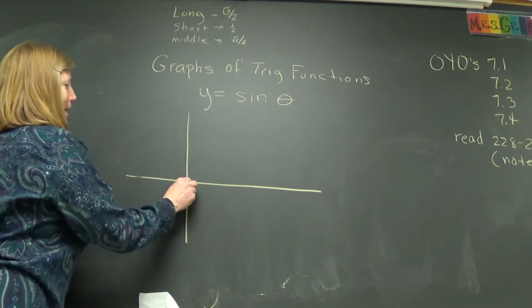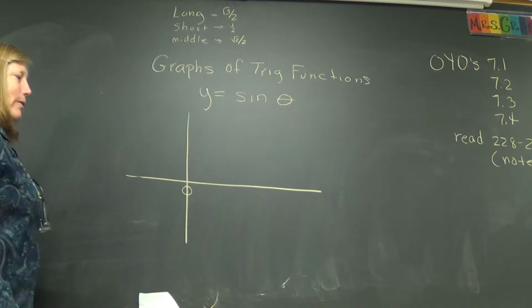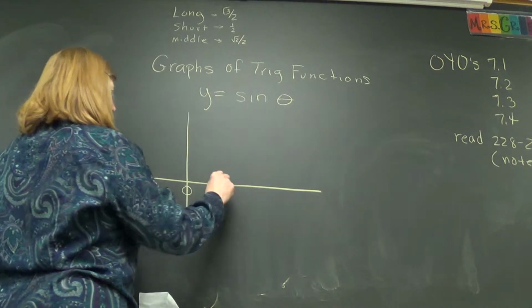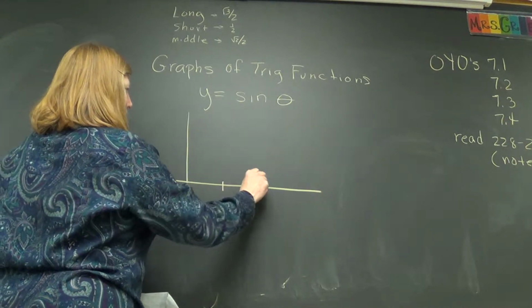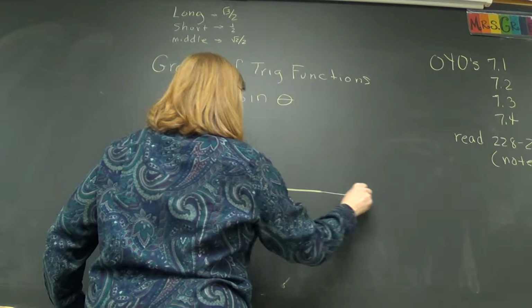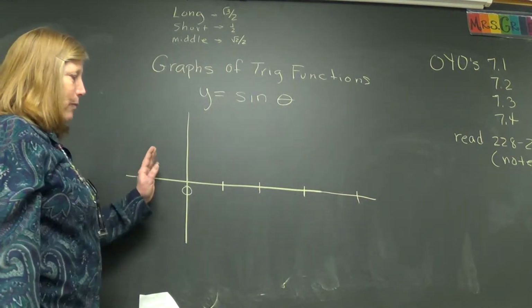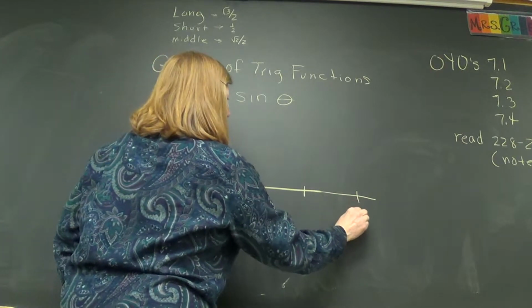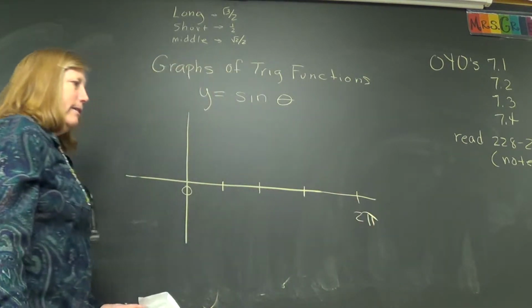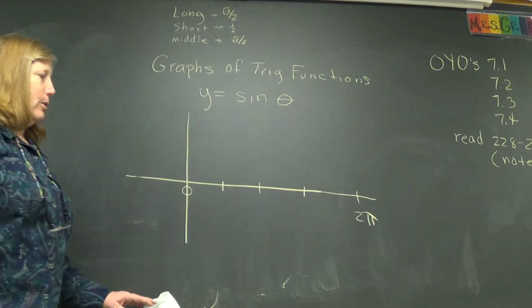All right, let's look here. I want you to mark that as 0 radians. We'll think in radians today. We have to be able to think in both. So I'll put in the radian measure. We'll go around one whole circle. So this is from 0 to 2 pi. Remember, once around is 2 pi radians.